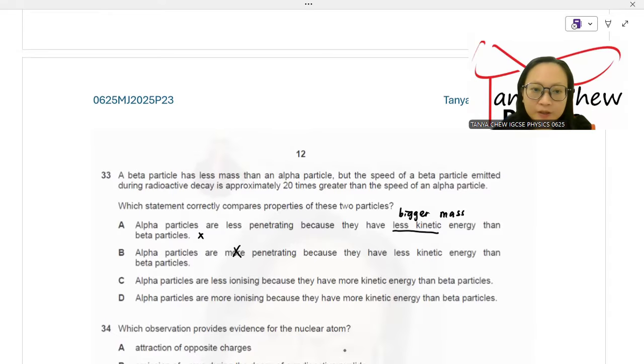C. Alpha particles are less ionizing. No, alpha particle has the best ionizing power. So D, alpha particles are more ionizing because they have more kinetic energy than beta particles and they are strongly charged. So that is why they can pull out the electrons, valence electrons from the valence shell in a normal air particle. So D is the answer.